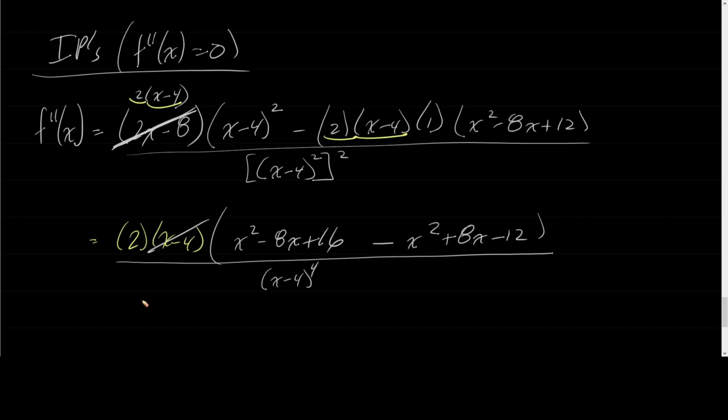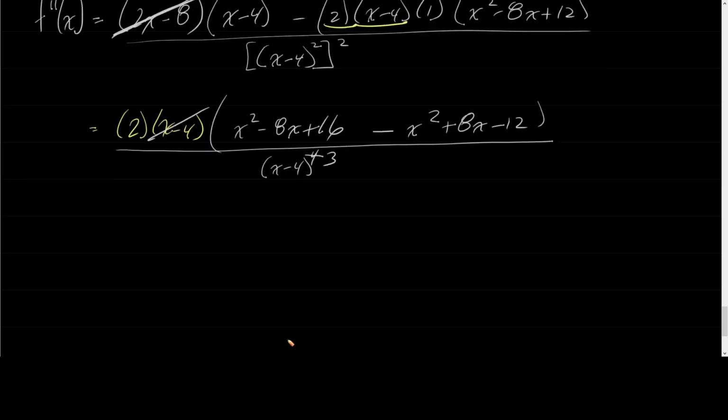Now, at that point, the x minus 4 reduces. That becomes to the 3rd, right? And inside that numerator, in the parentheses, x squared minus x squared goes away. Negative 8x plus 8x goes away. And we're still left with 16 minus 12. 16 minus 12 is 4. But then times this 2 out here, we get 8. So we have 8 over (x minus 4) cubed. And again, that's because 16 minus 12 is 4, times 2 is 8.